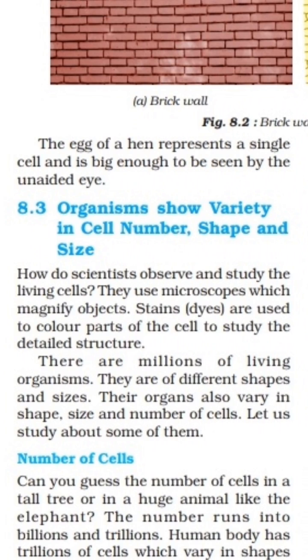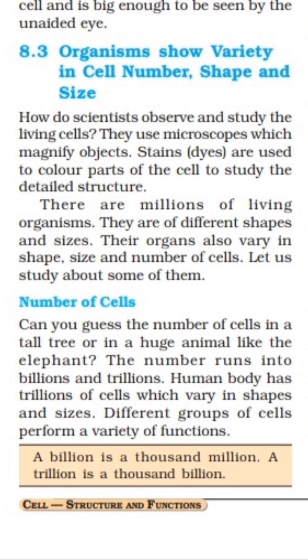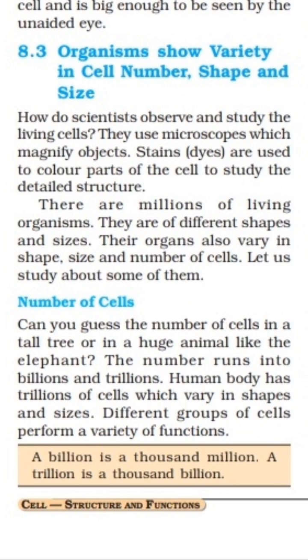Let us study some of them. Now the first point from this, number of the cells. Now we will see the organisms which show variety in cell number. Can you guess the number of cells in a tall tree or in a huge animal like an elephant? The number of cells runs into billions and trillions. Now you understand how many cells are present in a living organism.